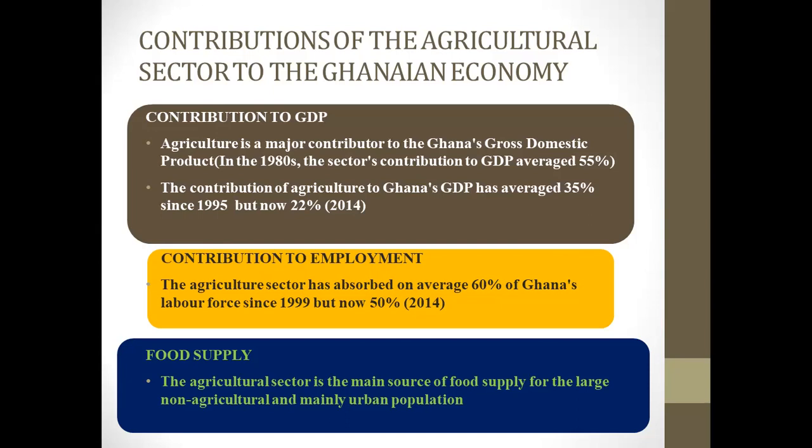Now, contribution to employment. The agriculture sector also contributes to employment. It has absorbed on average 60% of Ghana's labor force since 1999, but as of 2014, 50%. So you can check out the average for 2019 and do further for 2020. So let's note the major contributions: contribution to GDP, contribution to employment, and contribution to the provision of food in the economy, that is, the supply of food to both the urban and rural areas.